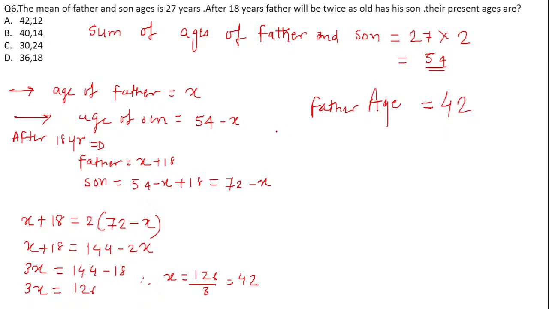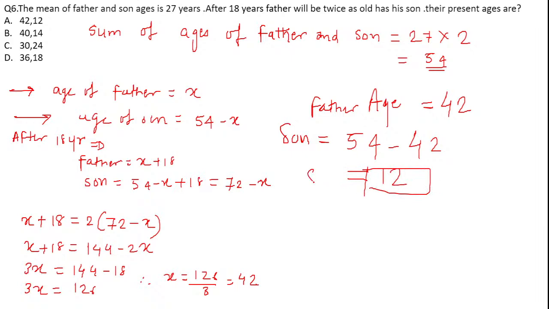Now what will be the son's age? That also we have to find. So 54 minus x will be the son's age. So 54 minus 42 equals 12. So this is the 12 years son's age, and this is the 42 years father's age. So the first option, 42 and 12, is the correct option. This was a simple question, we just have to form equations and solve them. Now let's see the next question.